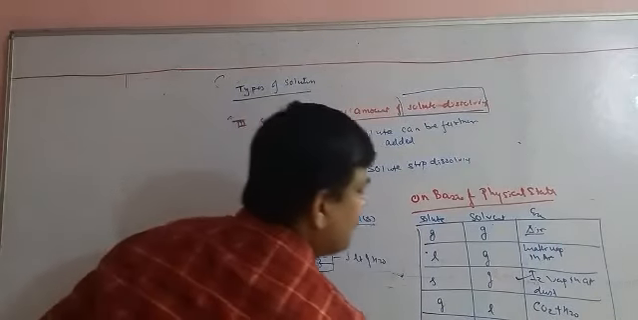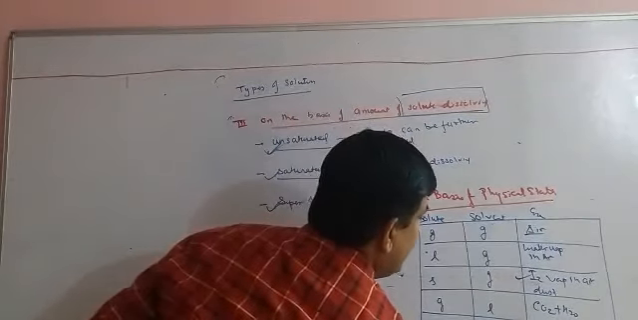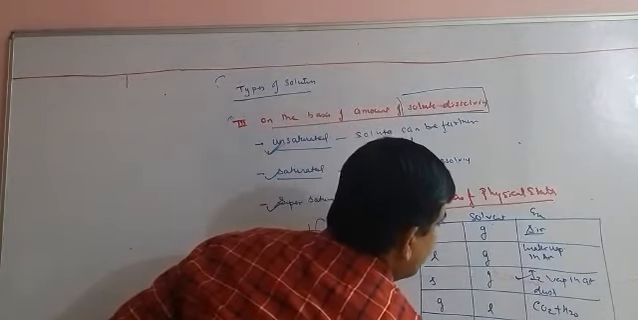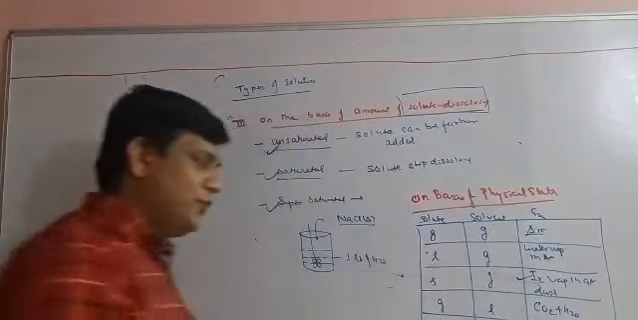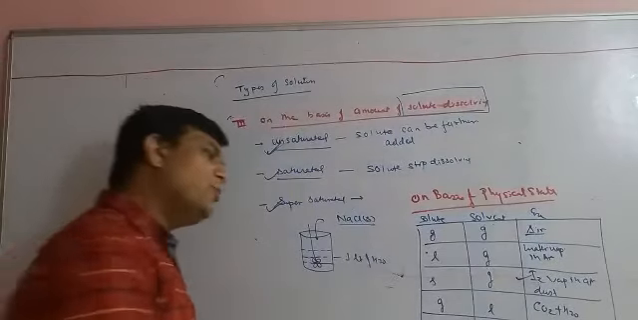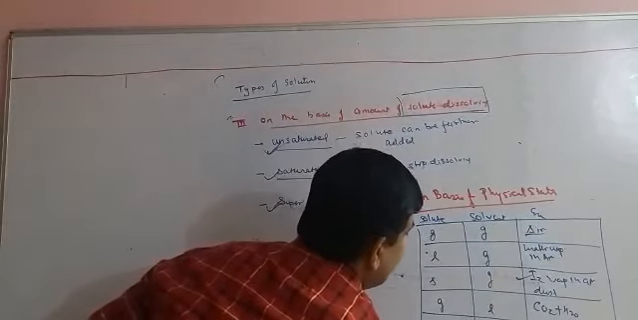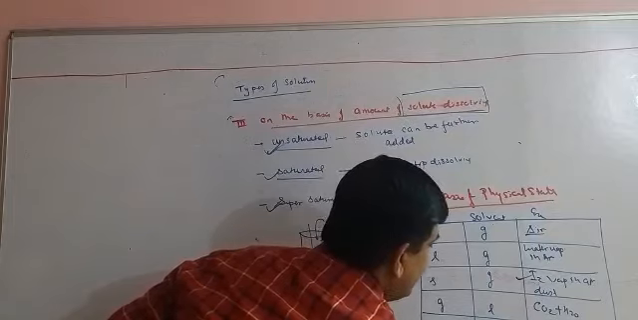Liquid in liquid, we can take carbon tetrachloride plus benzene. Both the liquids are mixed together. It is the example of liquid in liquid. Solid in liquid, the most common example, NaCl in water. This is the example of solid in liquid.